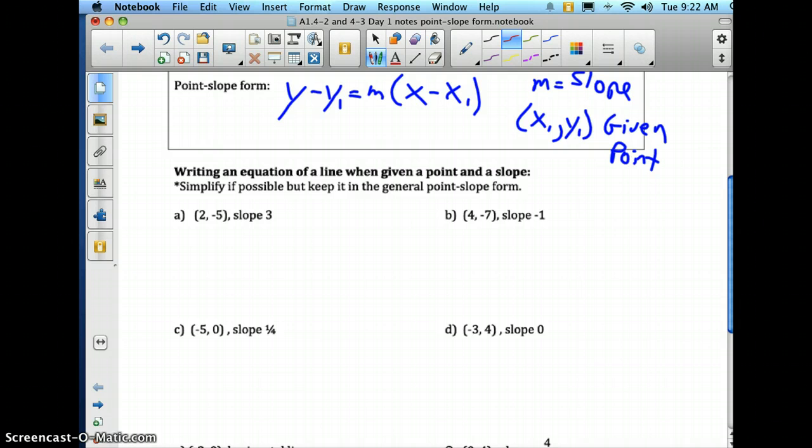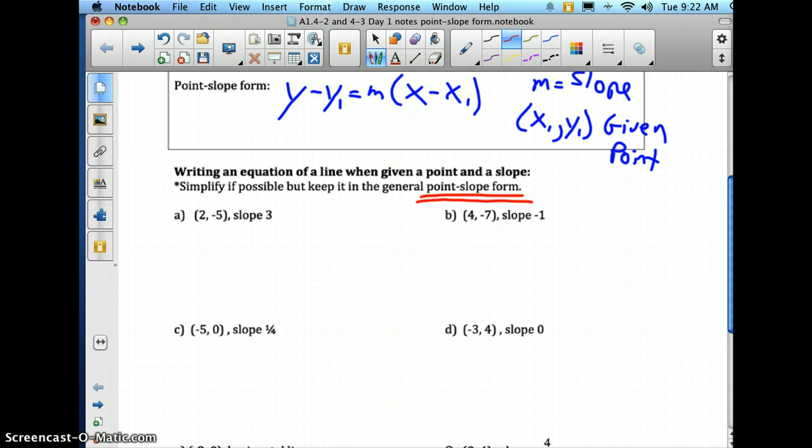All right, let's write the equation of a line when given a point and a slope. You guys are going to find this pretty simple as long as you know the formula. It says simplify if possible, but keep it in the general point slope form. That's key, because sometimes they might say put it into slope intercept form. I think that's probably what she meant there.